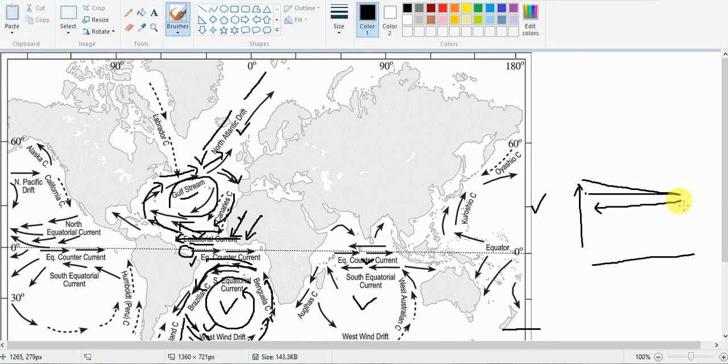That means because of piling up of water, the level of water here will be a little higher than the east, and that is why the water along the equator is flowing back towards the east, and this is known as counter equatorial current. As you see here, this is what we call counter equatorial current.